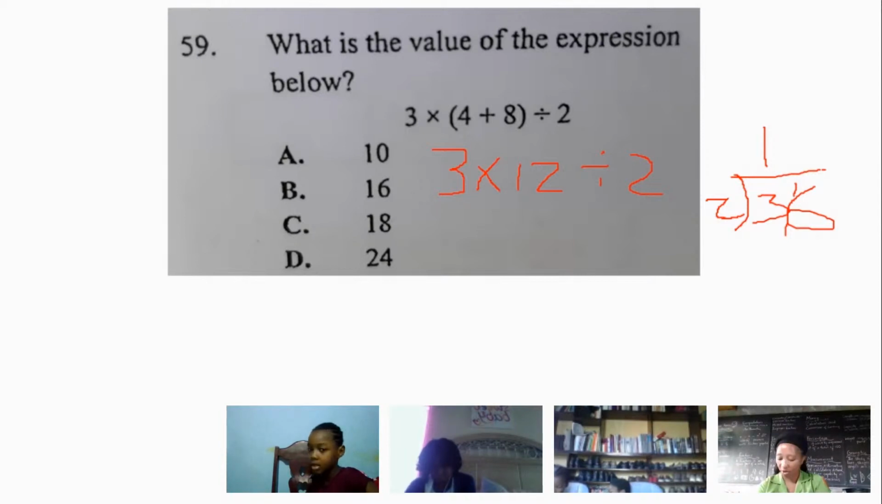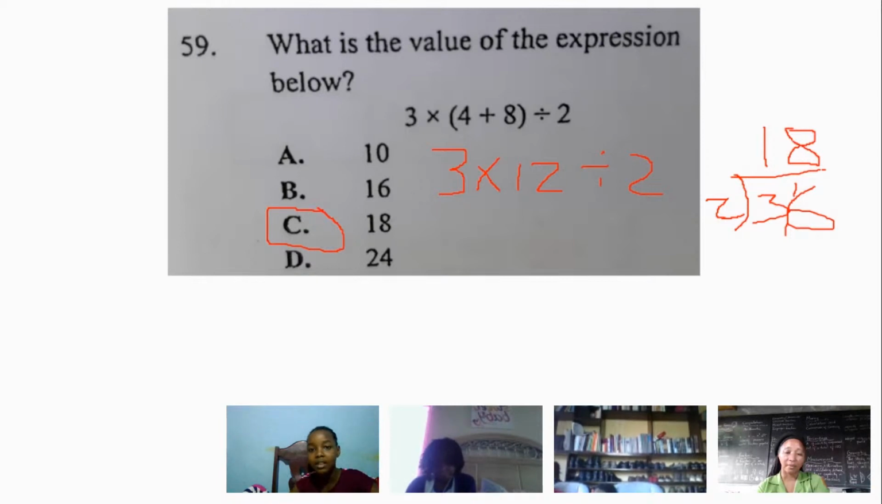Say your 2 times table for me. 2 ones are 2, 2 twos are 4, 2 threes are 6, 2 fours are 8, 2 fives are 10, 2 sixes are 12, 2 sevens are 14, 2 eights are 16. Miss, 2 times 8. All right, what is the answer? 18, miss. Letter? C, miss. Okay.